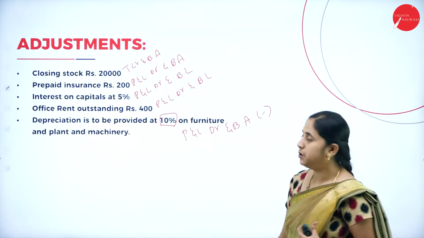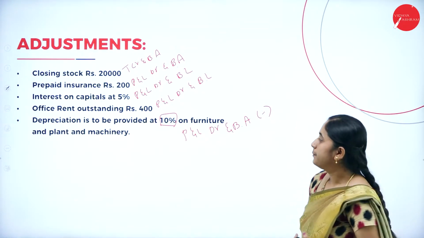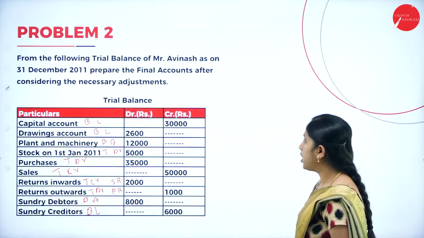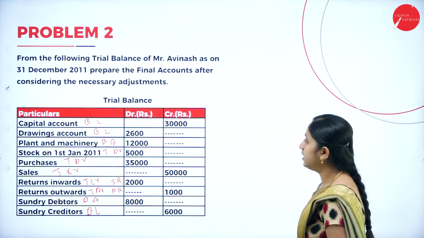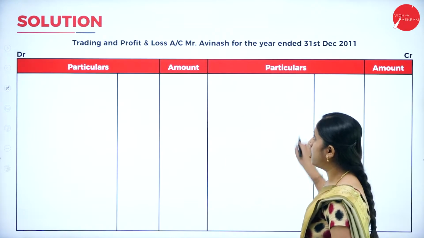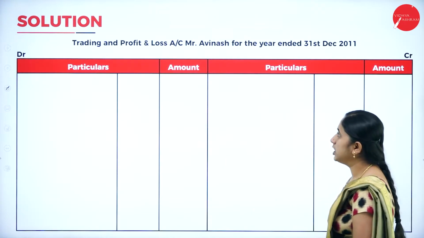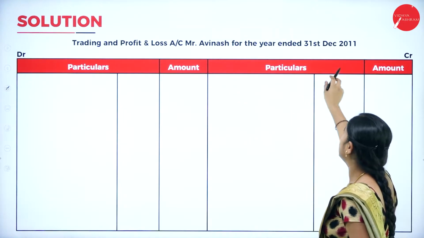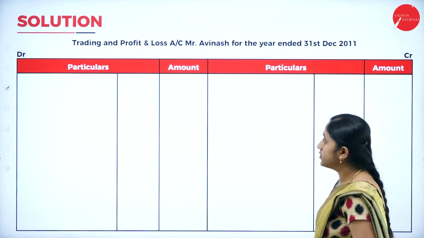The depreciation amount is deducted from furniture and plant and machinery. So after analyzing the problem, then start doing the problem. Write the format of trading and profit and loss account. Trading and profit and loss account of Mr. Avinash for the year ended 31st December 2011.